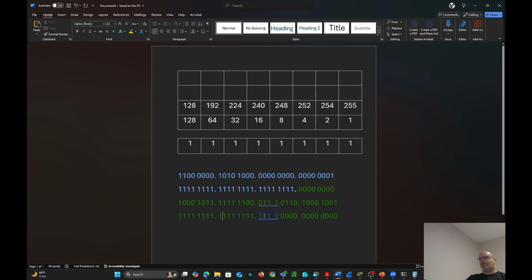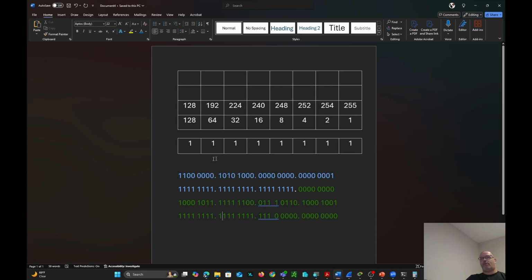All right, so if we go up here and count 3 ones over, what number does that give us? 1, 2, 3. It gives us 224. So if you ever come across where you need to know the subnet mask, you know that the subnet mask for this octet is going to be 224. Does everybody see what I just did there? Yep. Okay.